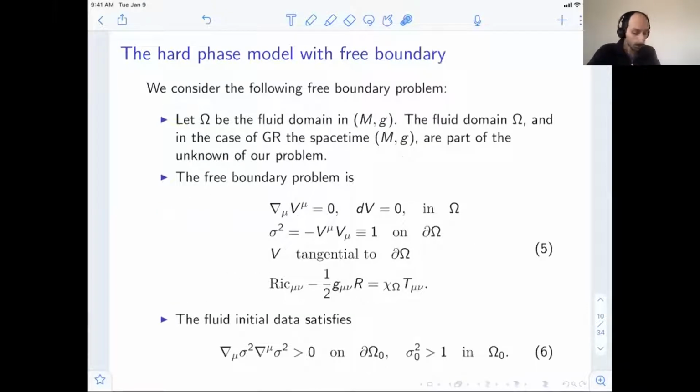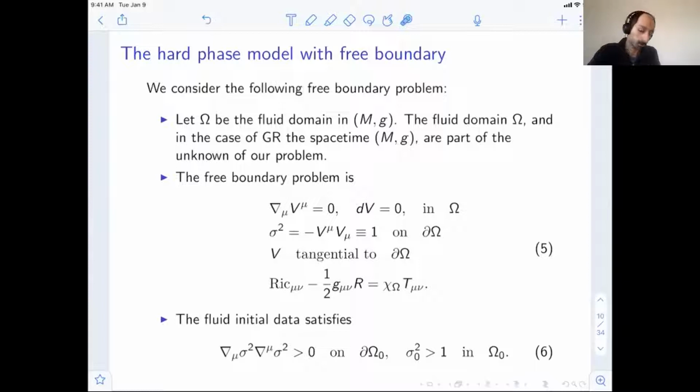All right. So now I said this is a free boundary problem. So what is the free boundary? Let omega be the fluid domain, and regardless of whether we're working in the case of Einstein or just on a fixed background, this fluid domain will always be an unknown. So the idea is to find the fluid domain and this velocity, etc., such that certain equations are satisfied inside the fluid domain and some boundary conditions.